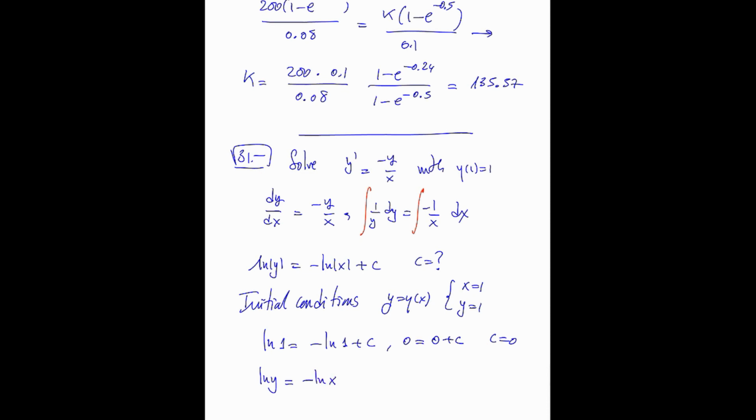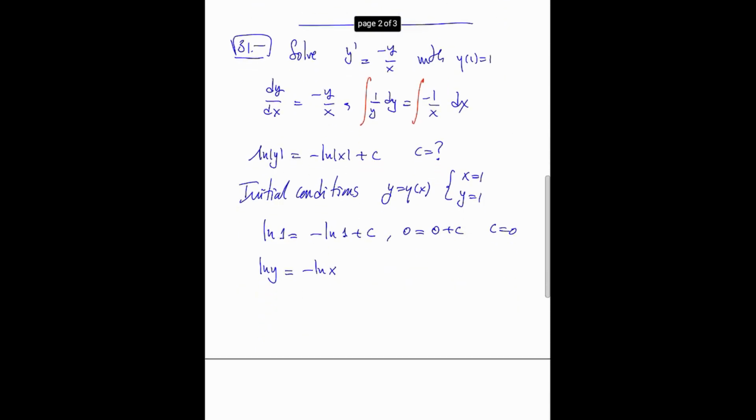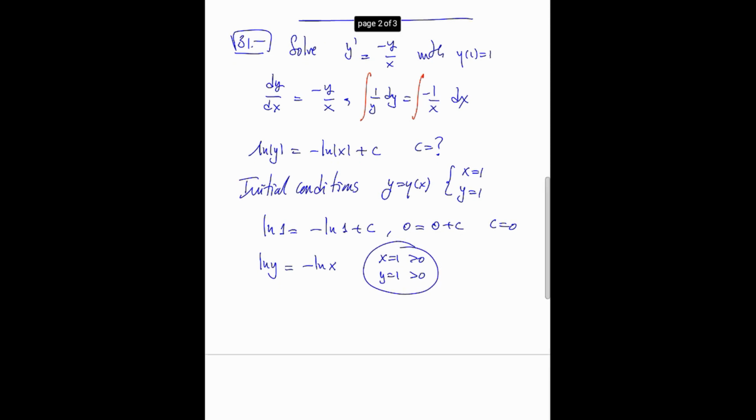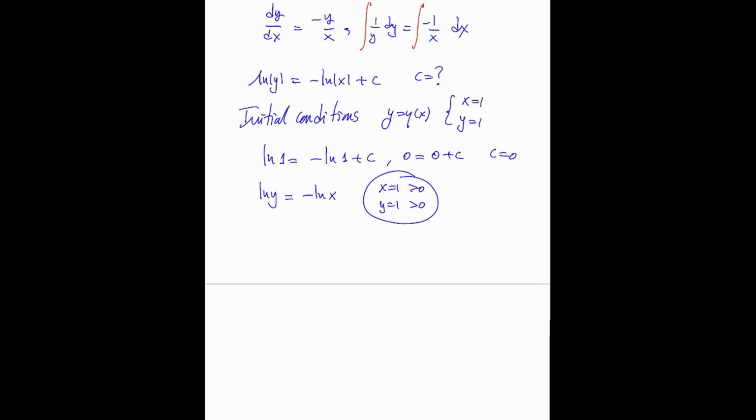Why have I taken out the absolute value? Well, because at the beginning x equals 1, which is positive, and so is y. So this works near this point. The solution of this happens to be near. So we can assume that x and y are positive and remove the absolute value. It looks very ugly, so let's do an exponentiation.